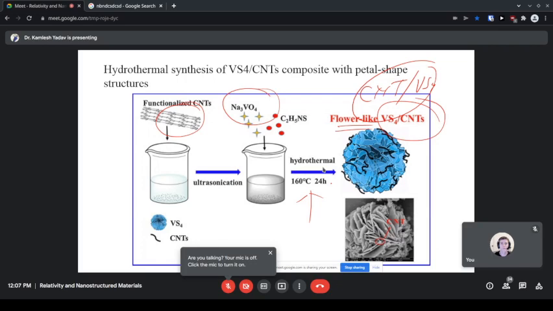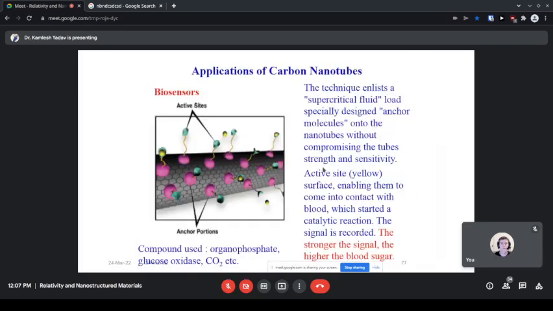By combining carbon nanotubes with various other materials, we can change the property of the carbon nanotube drastically for various applications. For example, these carbon nanotubes can be used in a biosensor. This is the CNT. Now we can attach some anchor molecules to this CNT, and there is a yellow region on these anchor molecules. This can easily connect to the blood.